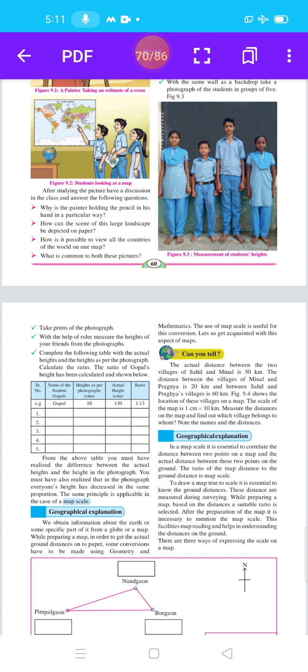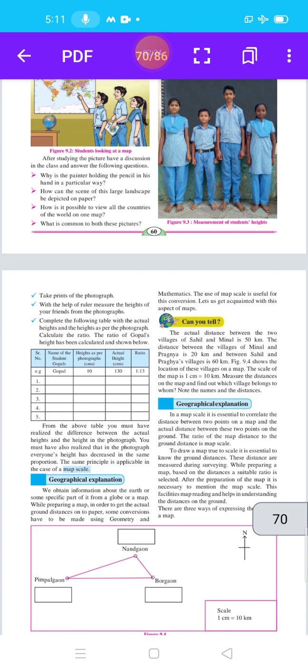Now the next example is Meena. Height as per the photograph in centimeters is 10. The actual height in centimeters is 140. What is the ratio of Meena's height as per the photograph to the actual height? It is 1.14. In this way we completed two examples, and you complete the other examples in your notebook.